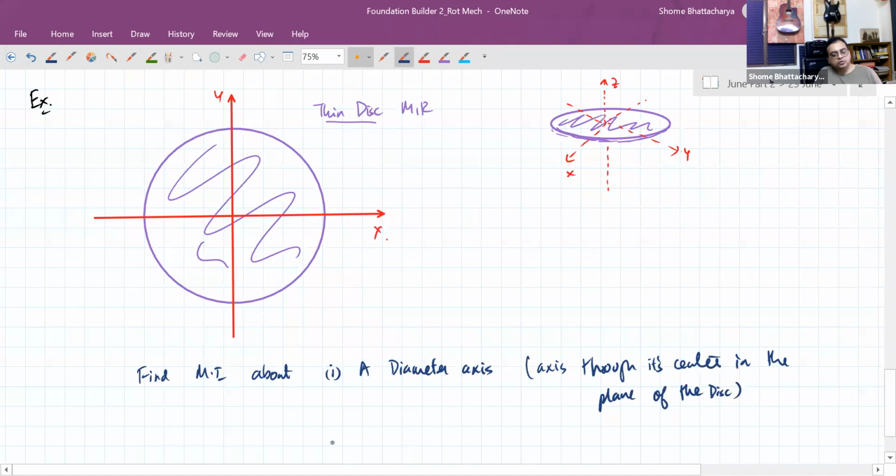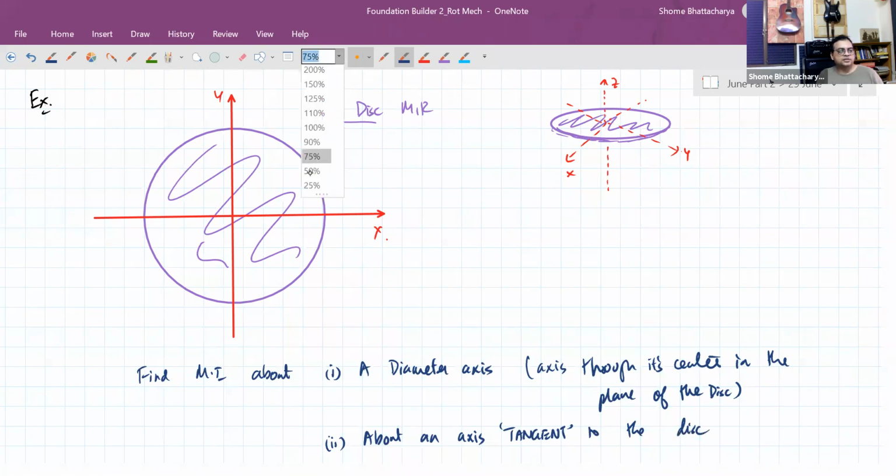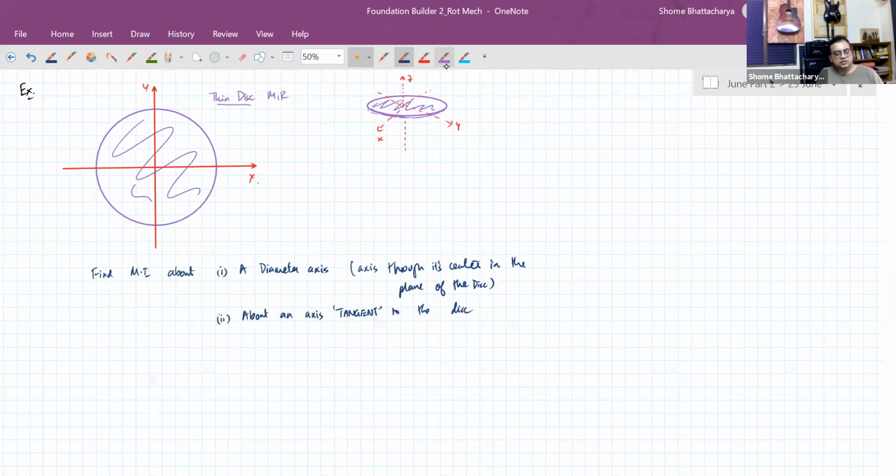And we also want to find the moment of inertia about an axis tangent to the disk. This second part means something like this: if this is our disk in a three-dimensional diagram, now imagine the axis is like this. The disk is rotating about this axis. It's tangential to it at a certain point. You want to find the moment of inertia about this.